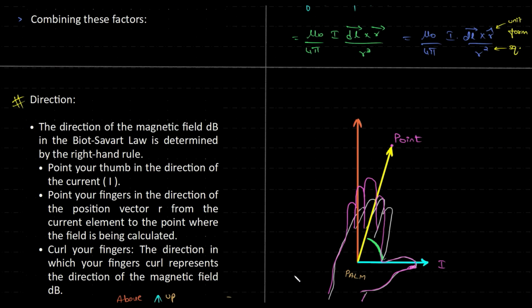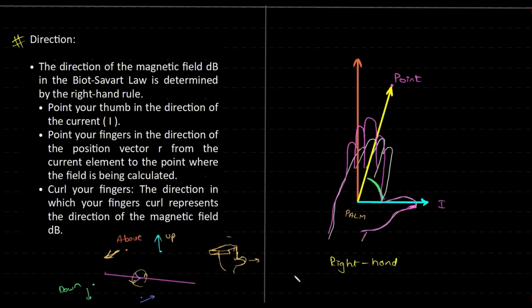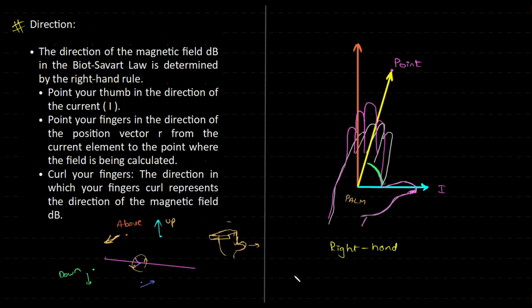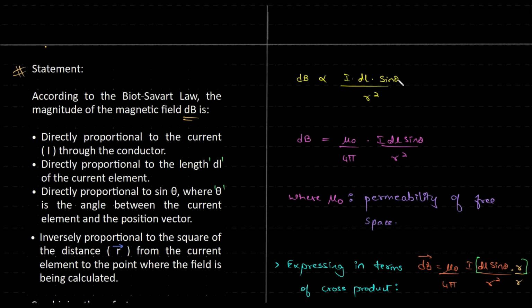Okay, and finally, we're looking at the direction. When it comes to direction, you have to use your right hand. Point your thumb in the direction of the current. Point your fingers in the direction of the position vector. When you curl, whatever direction the fingers point to, that will be the direction of your magnetic force. Okay, so you have to write it down now.